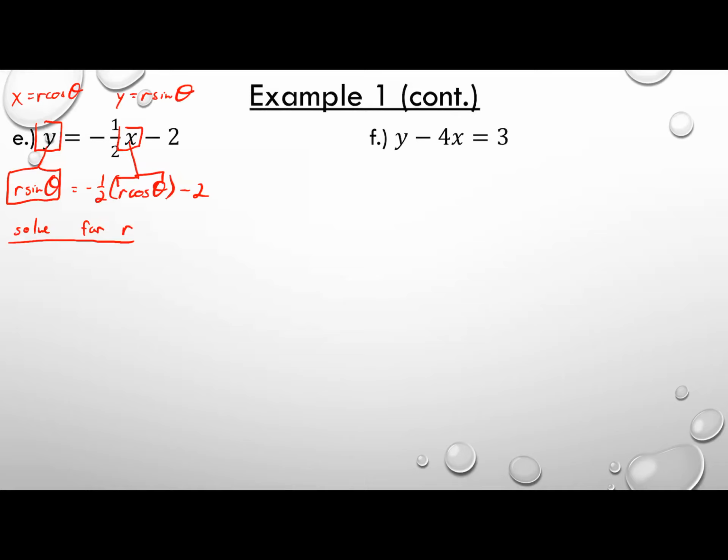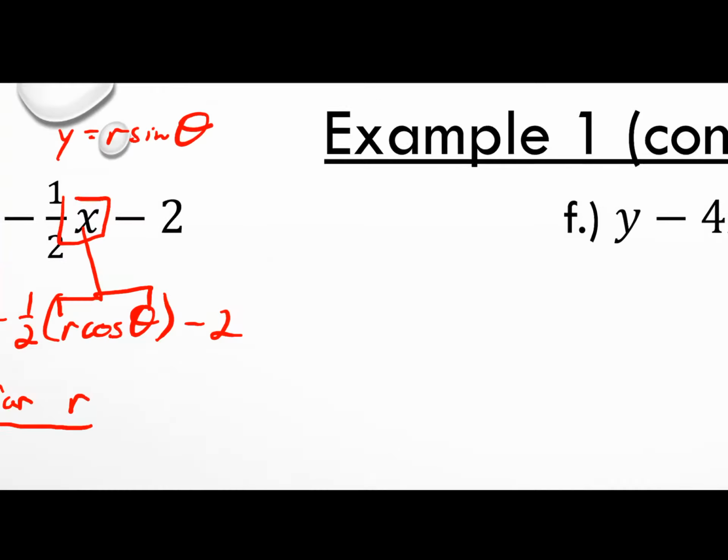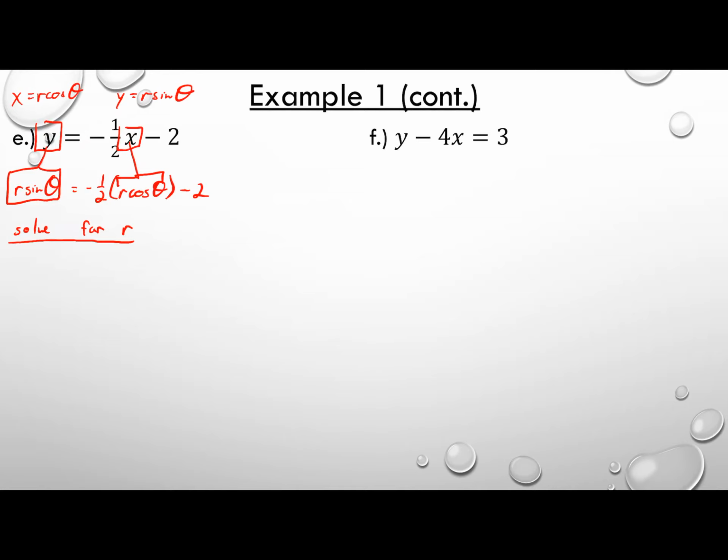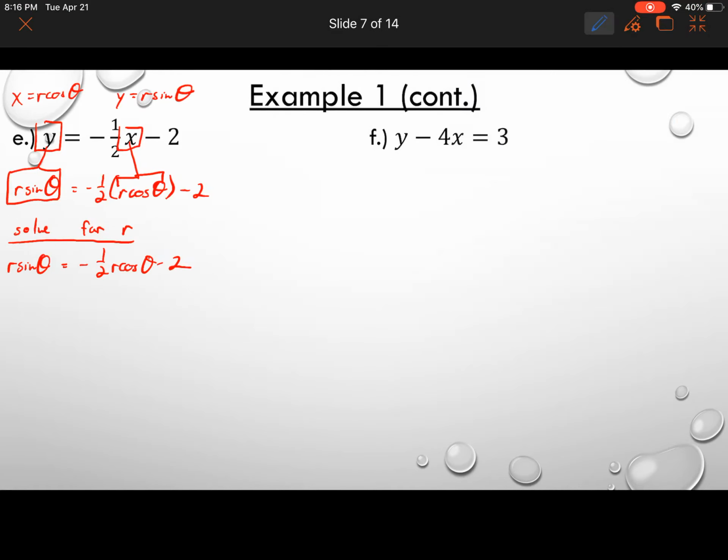We have an r on the left side of the equation and an r on the right side. So we're going to get those two r terms on the same side. Our equation is r sine theta equals negative 1/2 r cosine theta minus 2. We're going to add 1/2 r cosine theta to both sides.